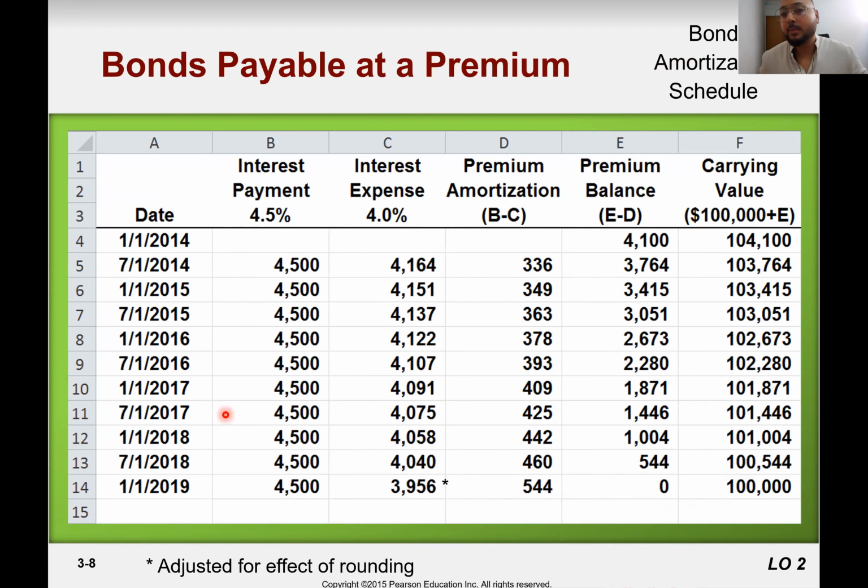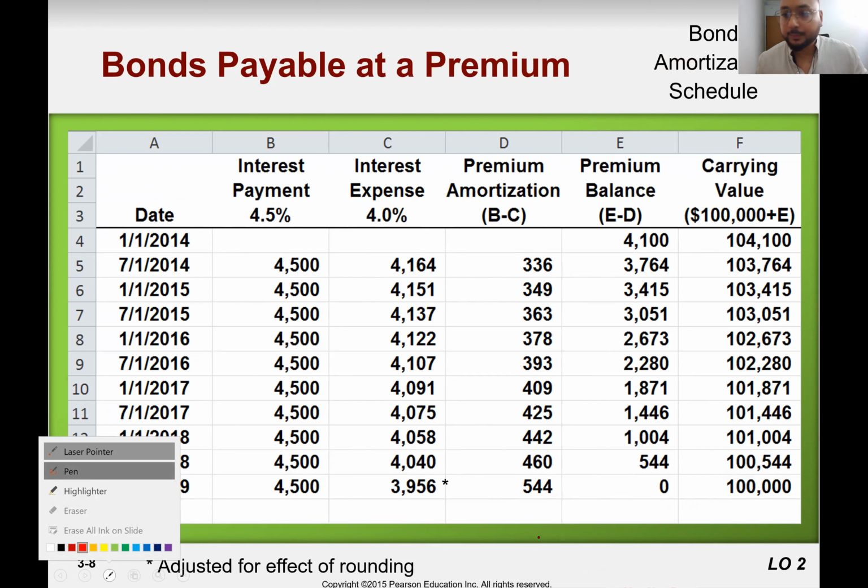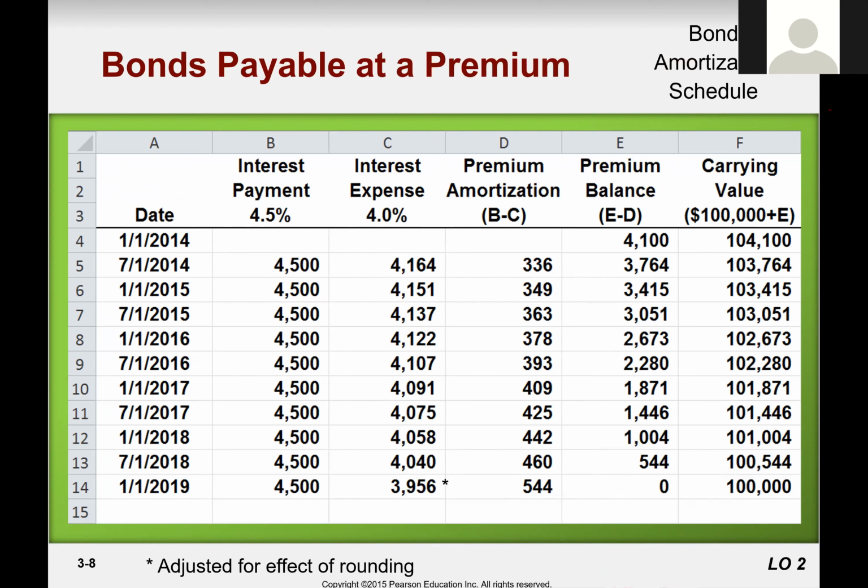So you understand the amortization table here? Ella? Yes. Nam? Yes. Marilyn? Pinyo? Yes.